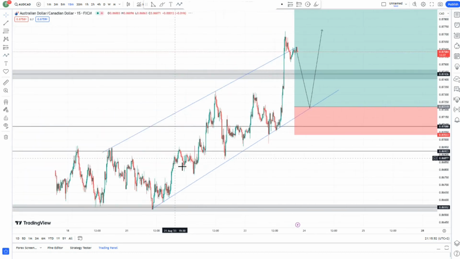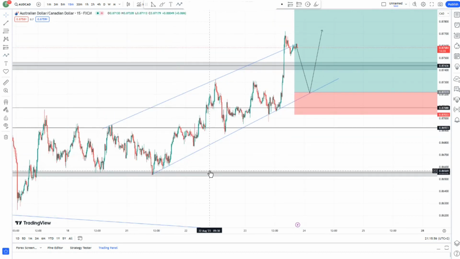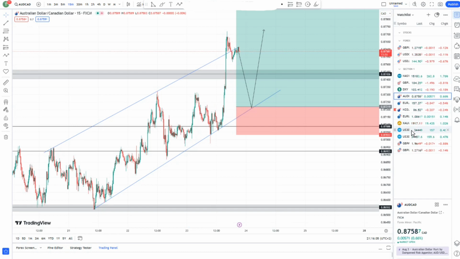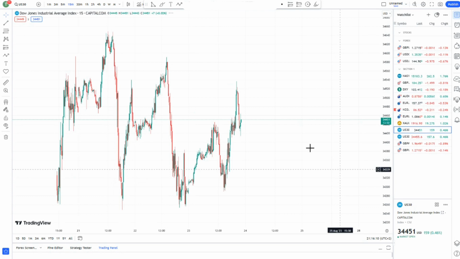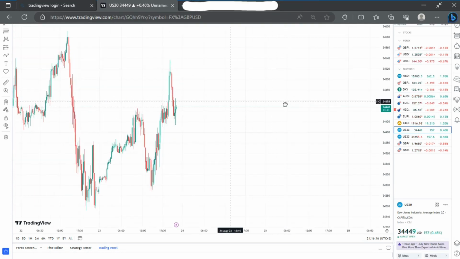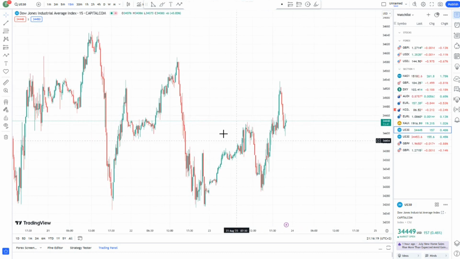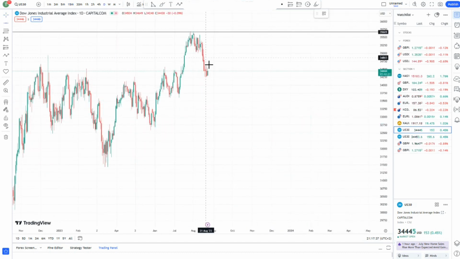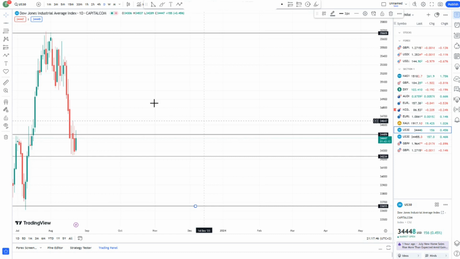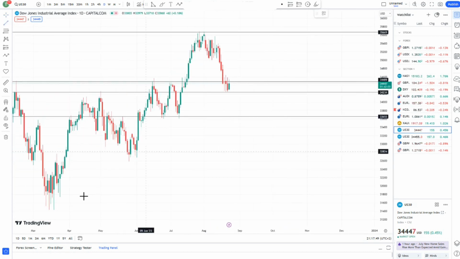So now let's move on to our next instrument, which is actually our last instrument for this video, which is US30, my favorite index. So as always, start with my key levels. I think that's enough key levels. Now the trends.